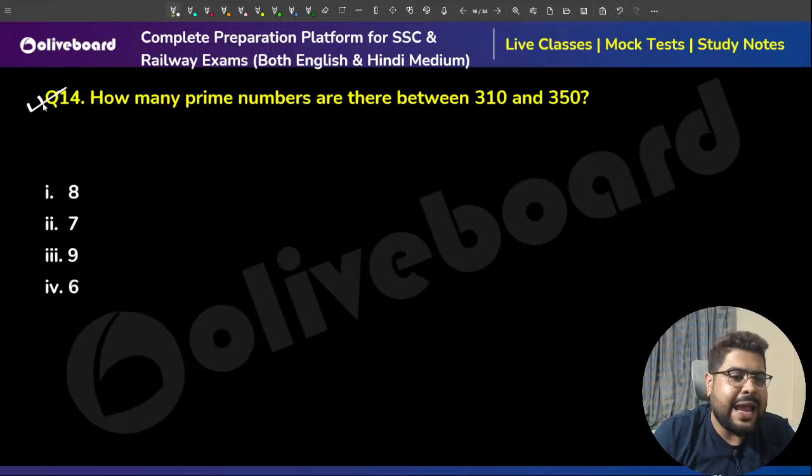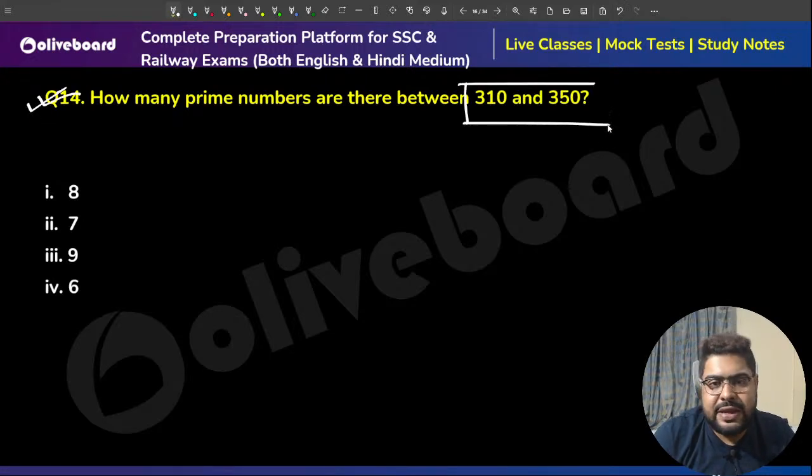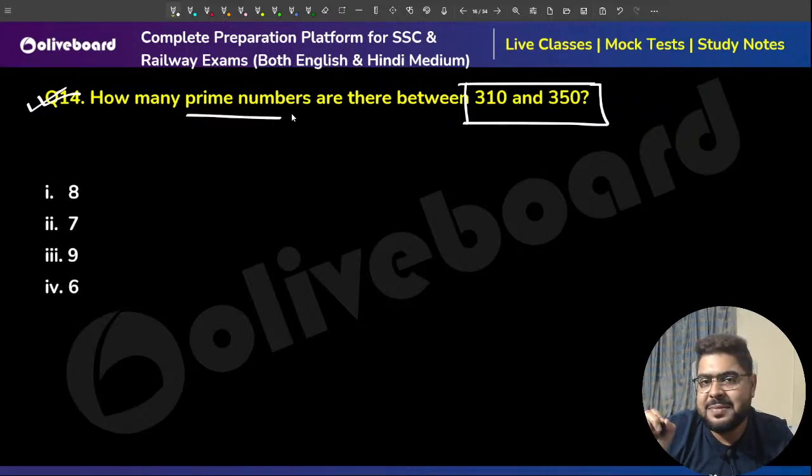How many prime numbers? Again, there is absolutely no shortcut, no formula, no theory for figuring out prime numbers. The only theory you can use is called Fermat's little theorem.